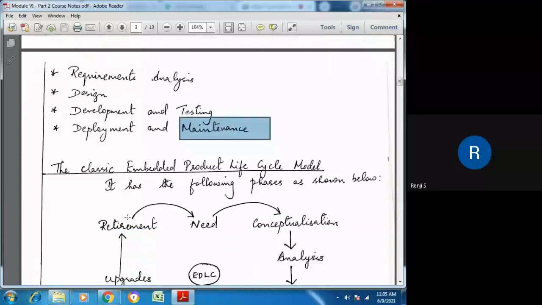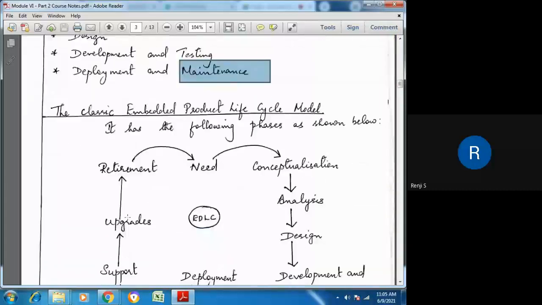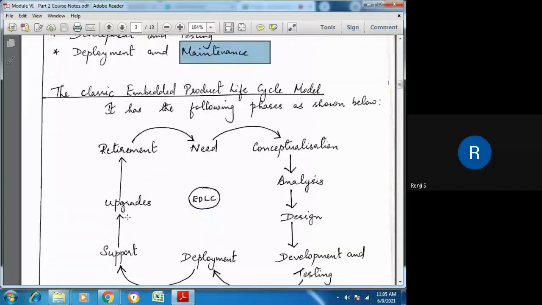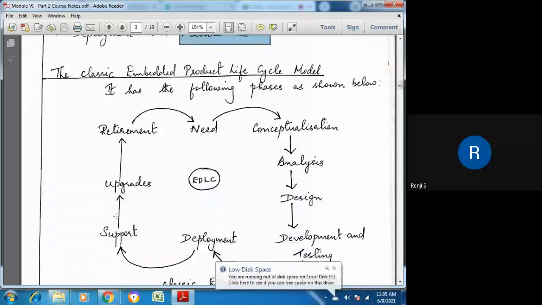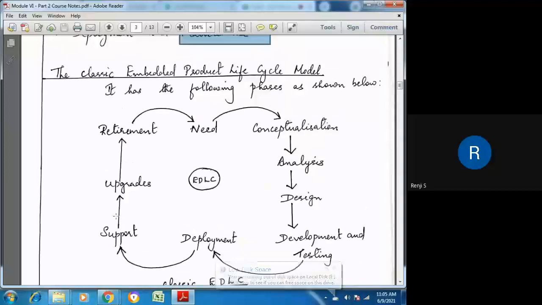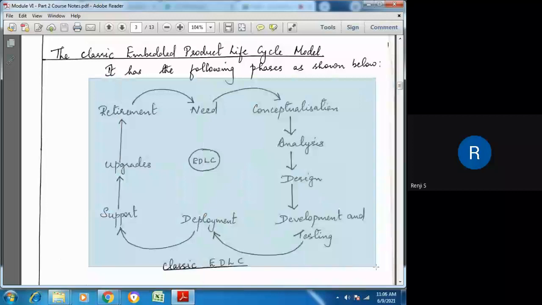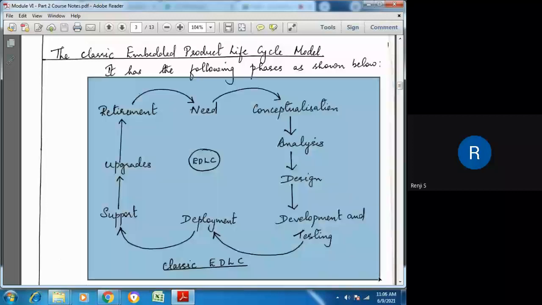So now let us go on to the classic embedded product life cycle model. Classic model means it includes the majority of the phases in the EDLC. We may not be in need of all these phases, but for a complex product, depending on the product that is to be developed, we have to include these phases. Anyway, the general phases for EDLC are shown below. This figure is very important. The classic EDLC is very important.